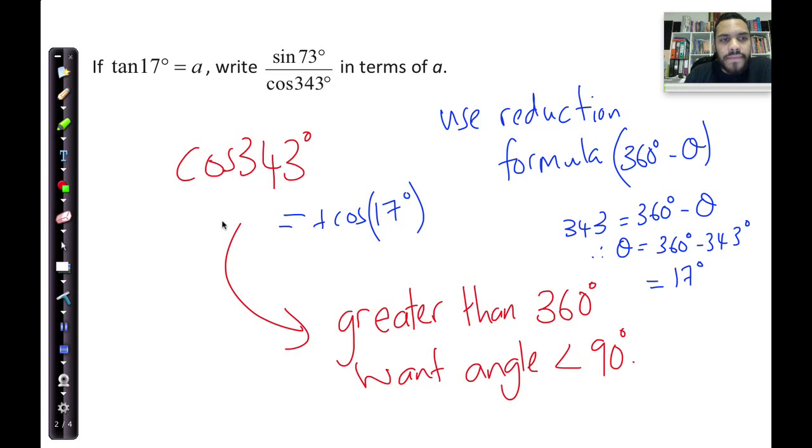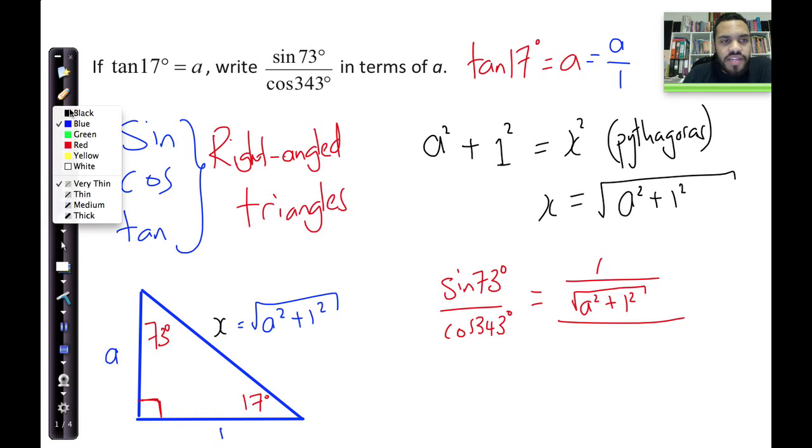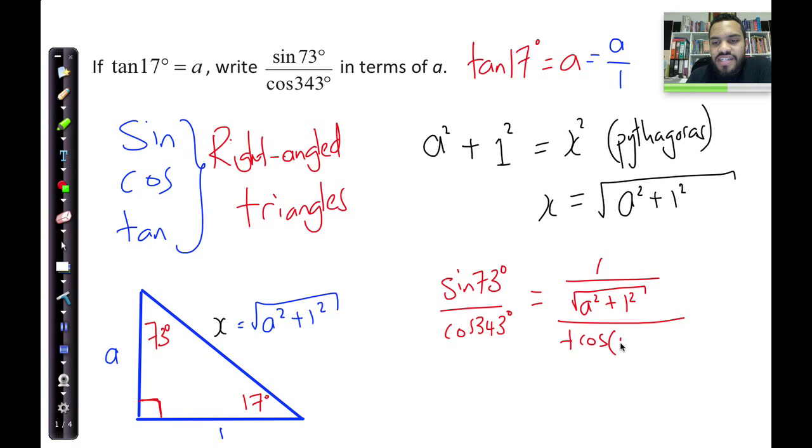If I go one back, this here is applying the reduction formula. 3 steps to doing so. First, check the quadrant. It's in the fourth quadrant. Cos in the fourth quadrant is positive, so it's positive cos of 17 degrees. Now, I'm not done, because the top is equal to 1 over the root of a squared plus 1 squared, divided by cos 17.